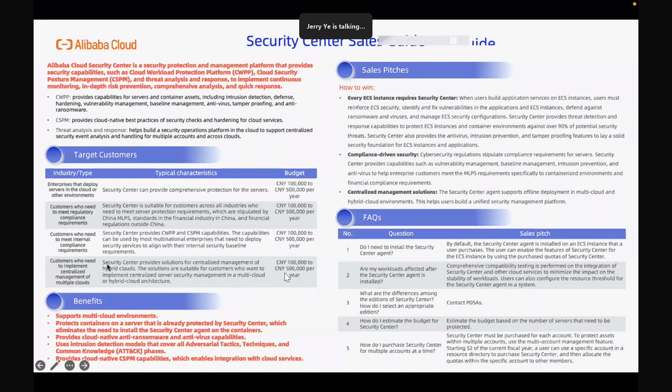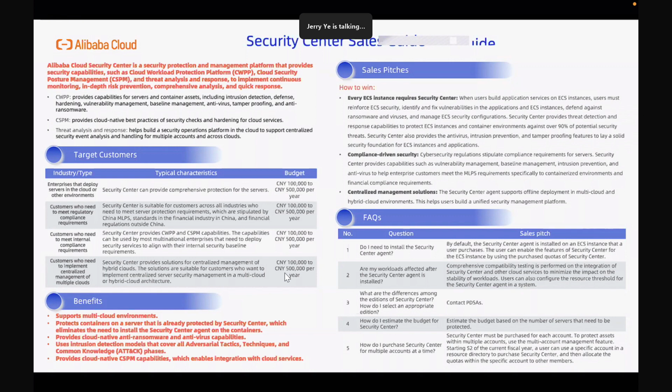So the benefits of using Security Center can be, firstly, it can support multi-cloud environments. Secondly, it can cover the servers and also containers. And the third one is that it provides cloud-native anti-ransomware, antivirus, anti-malware capabilities. Okay, the final one will be the cloud-native CSPM capabilities.